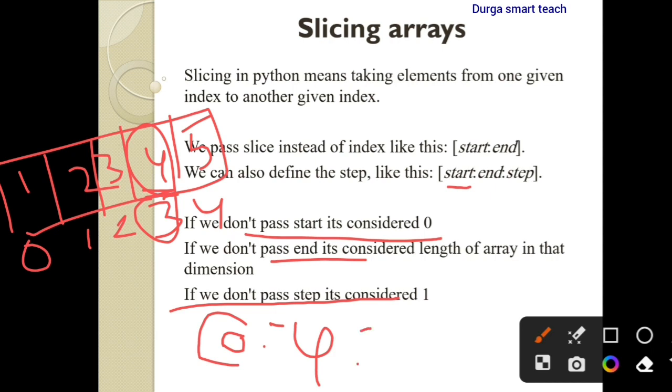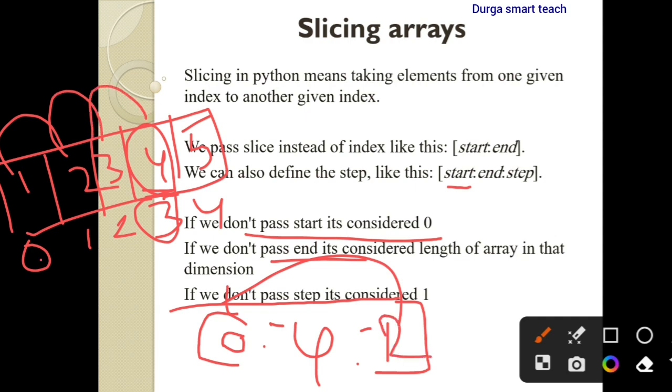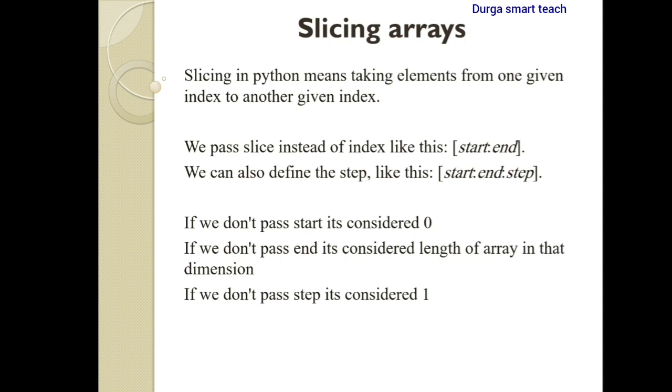And next, the step is 1, because step is used to increment the starting value: 0 plus 1 is 1, 1 plus 1 is 2, 2 plus 1 is 3, like this. If you give 2 here, 0 plus 2, 2 plus 2, like this. If you give 3, 0 plus 3, 3 plus 3 is 6, 6 is not there, like this. In this way you can access the elements by using the slice operator.